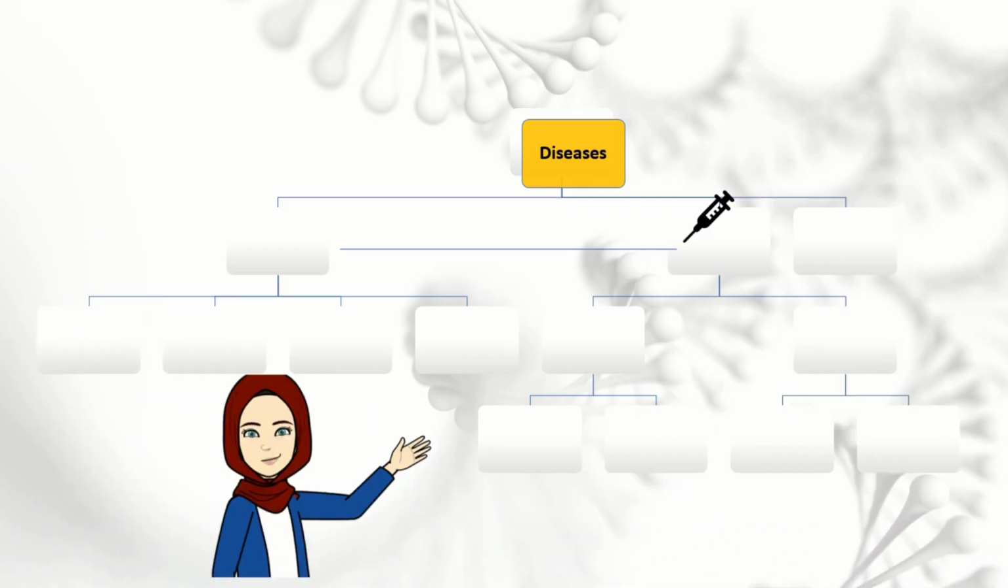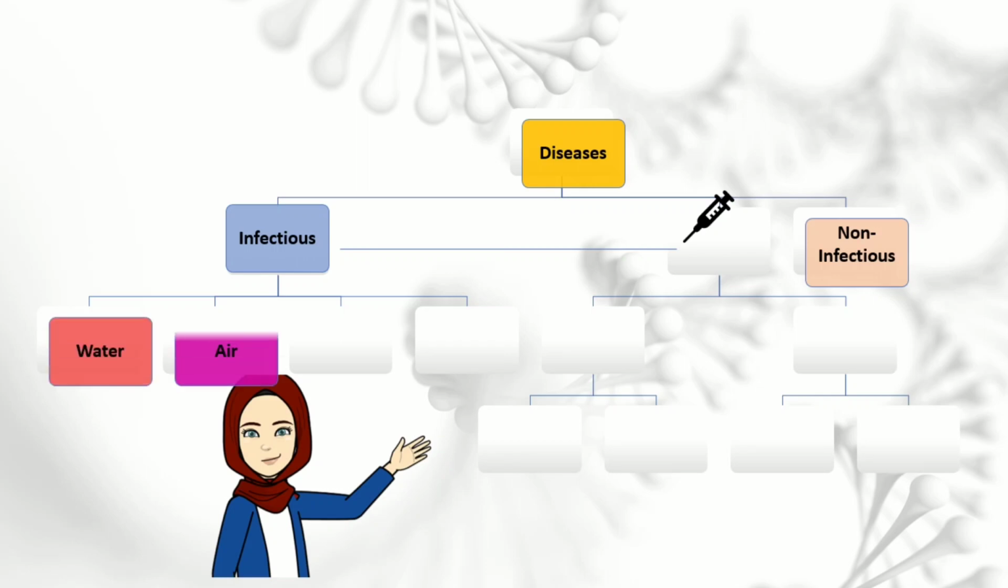Diseases can be classified into two types: the first one is infectious, boleh berjangkit, and the second one is non-infectious, tidak boleh berjangkit. And the ways of transmission under infectious diseases have four ways. The first one is water, air, contact and vectors.